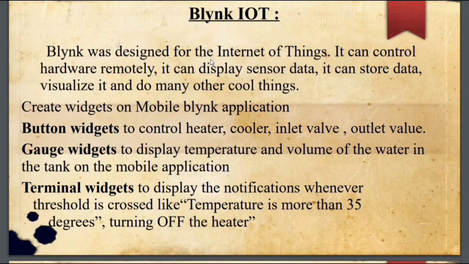We'll see some of the widgets. Button widgets control the heater, cooler, inlet valve, outlet valve, like that, to turn the heater on or off, or turn the cooler on. Gauge widgets are used to display how much water is in the tank or how many degrees centigrade the room temperature is; it displays temperature and volume of water in the tank on the mobile application. Terminal widgets display notifications whenever a threshold is crossed, like temperature is more than 35 degrees, turning off the heater.